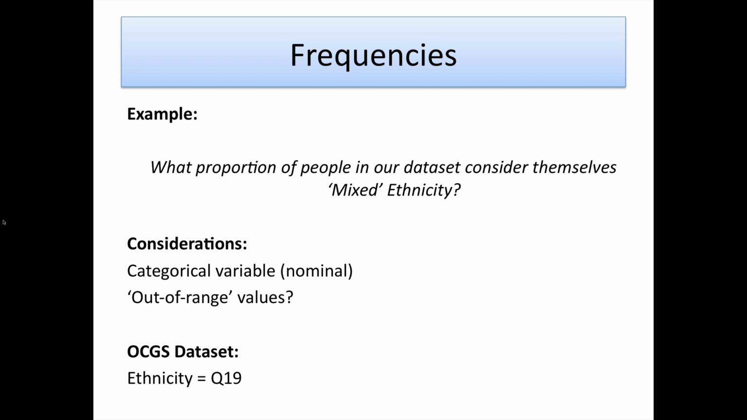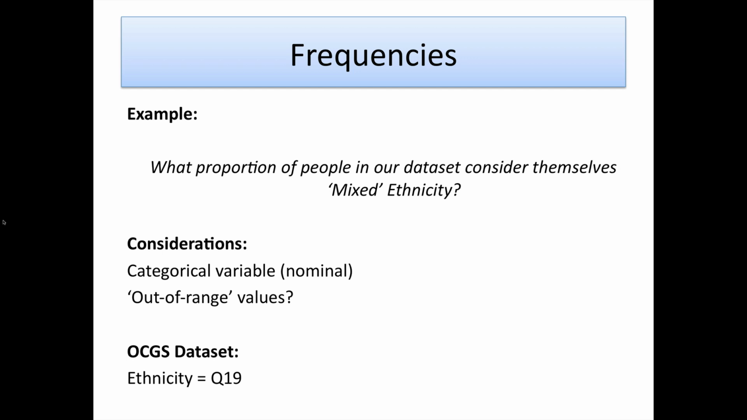Okay, so the first example comes from the OCGS, Older Customer Grocery Satisfaction dataset. And the question that's been posed is, what proportion of people in our dataset consider themselves to be of mixed ethnicity? So people have been asked to self-complete what ethnicity group they fall into.